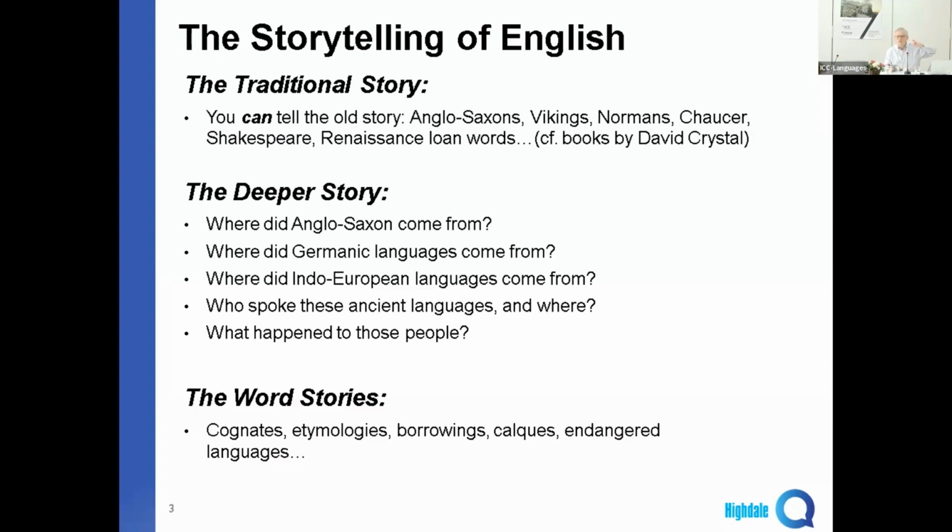So where does English really come from? Where did Anglo-Saxon come from? It came from the Germanic languages. Where did the Germanic languages come from? It comes from Indo-European. But where did Indo-European come from? Where does human language come from? Let's be curious. Let's find out about this, and let's see what kind of stories we can get out of this that would be motivating for some students.